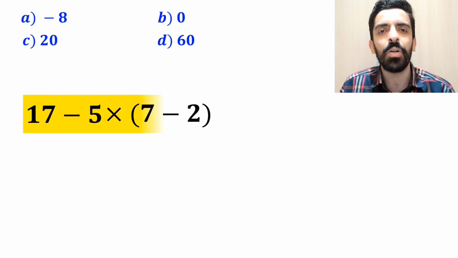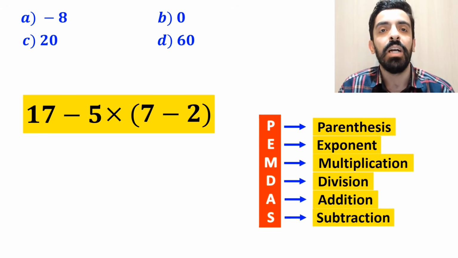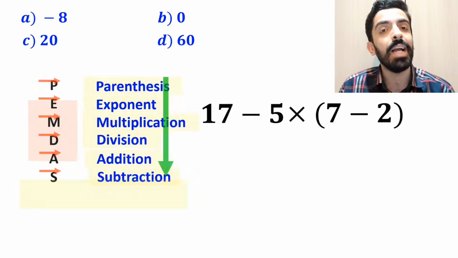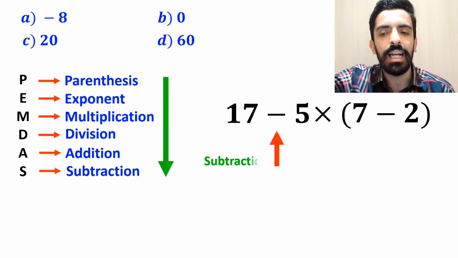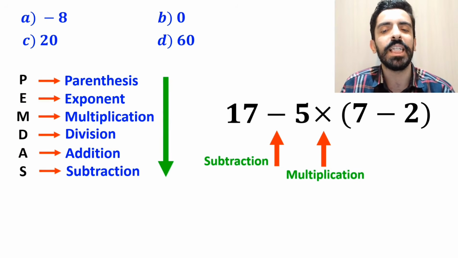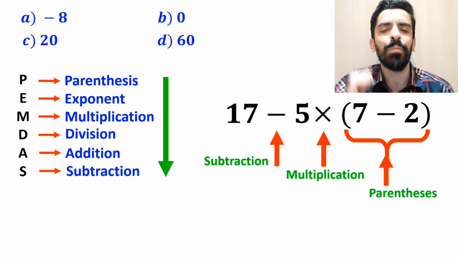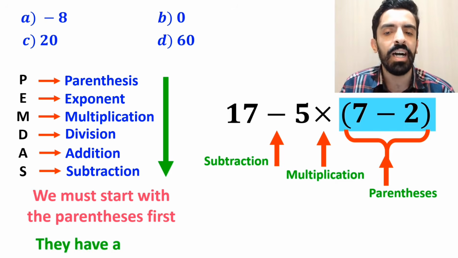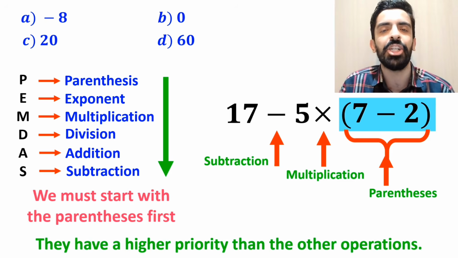Alright, now let me show you how to solve this expression correctly. To solve this question, we must follow the PEMDAS rule. PEMDAS shows us the priority of the order of operations. Okay, as you can see in the image, in this expression, first we have a subtraction sign, then a multiplication sign, and finally parentheses. We must start with the parentheses first, because they have a higher priority than the other operations.